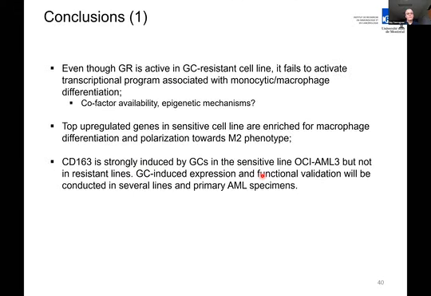So the conclusion from this is that even though glucocorticoid is active, at least transcriptionally in the resistant lines, it fails to activate in these lines the transcriptional program associated with monocytic macrophage differentiation. The top-regulated genes in the sensitive lines are enriched for macrophage differentiation polarization towards the M2 phenotype, and CD163 is strongly induced by glucocorticoid in the sensitive lines, but not in the resistant ones.